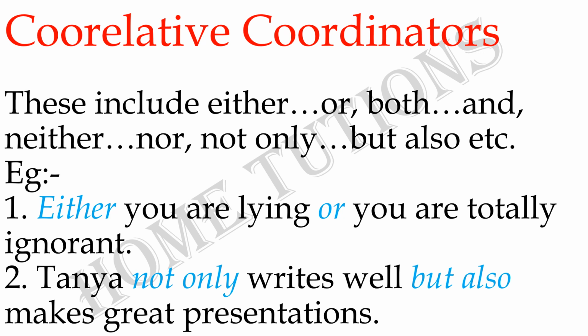Correlative coordinators include either or, both and, neither nor, not only but also, etc. Let's take an example. Either you are lying or you are totally ignorant. Here, the words "either" and "or" are correlative conjunctions because they are correlating with each other. Let's take another example. Tanya not only writes well but also makes great presentations.